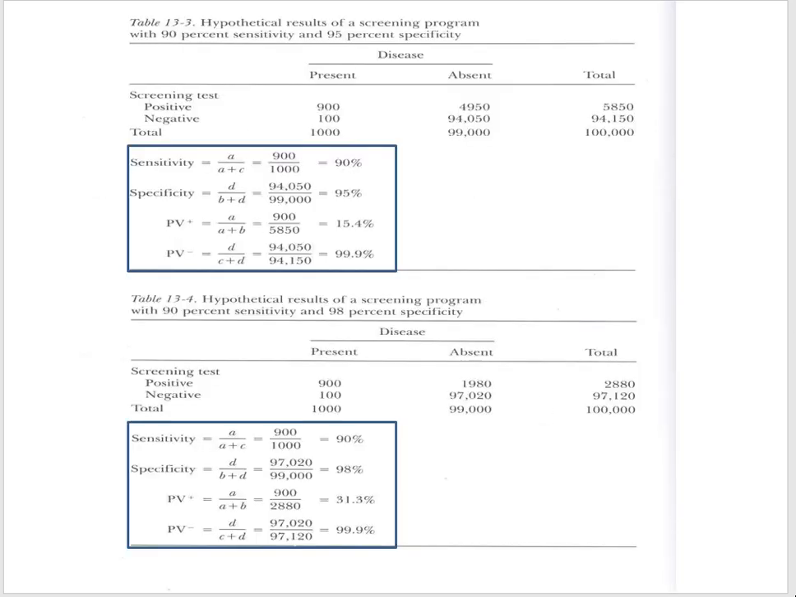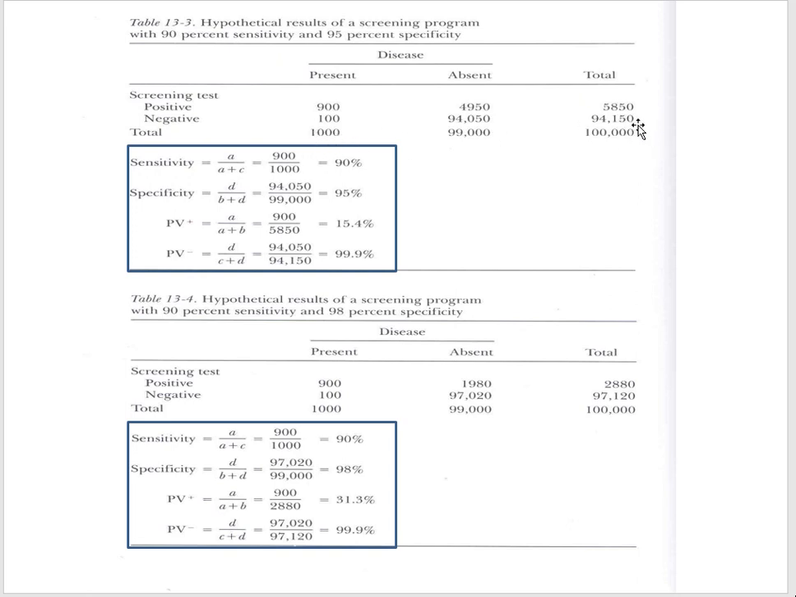Okay. Now, the second slide has to do with showing you how the sensitivity and the specificity of the test impact the positive predicted value. So you have table 3.3 and 3.4, and in both tables, 1,000 out of the 100,000 have the disease.